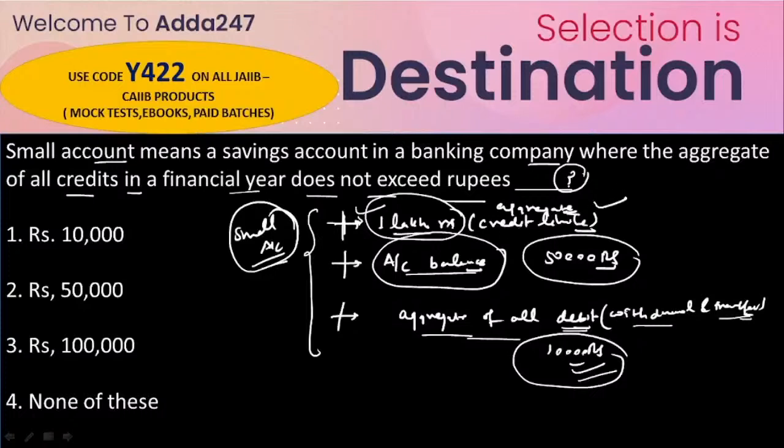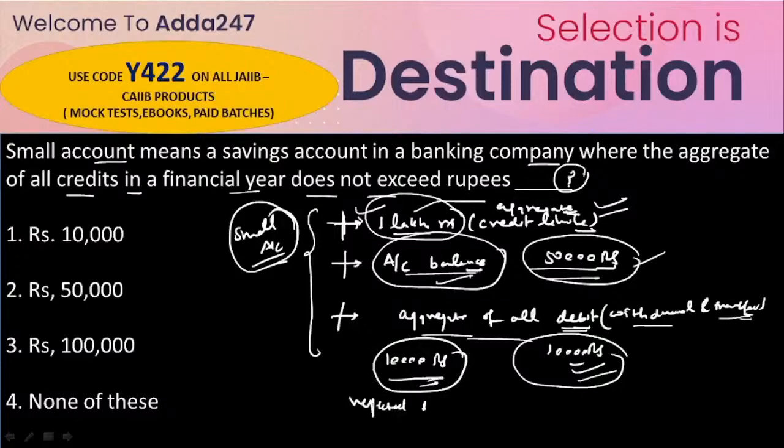So the aggregate credit in a financial year is 1 lakh rupees, the aggregate of all debits including withdrawal and transfer should not exceed 10,000 rupees, and the account balance should not exceed 50,000 rupees at any point of time. Cheques issued over 10,000 rupees will be rejected and returned. So if a cheque is issued above 10,000 rupees from the small account, it should be rejected and returned. These are the essential features related to a small account, and all should be memorized.